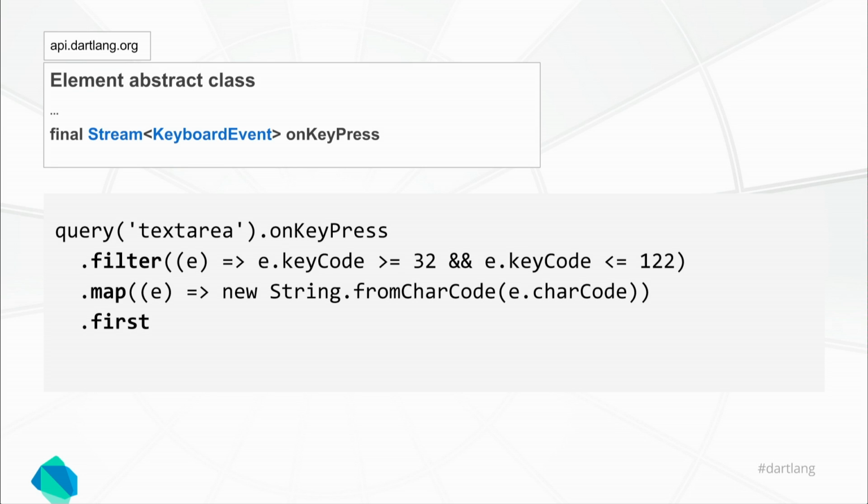Finally, let's say we're only concerned with the very first key press in our text area here. We can call first on the stream, and that returns us a future, which returns a value when that key is first pressed. Then we can call then like we did before, and we can print out that the first character is that character. You can see that this reads really nice, and because streams are so common across the libraries, you'll be able to see and recognize these patterns across Dart code bases.